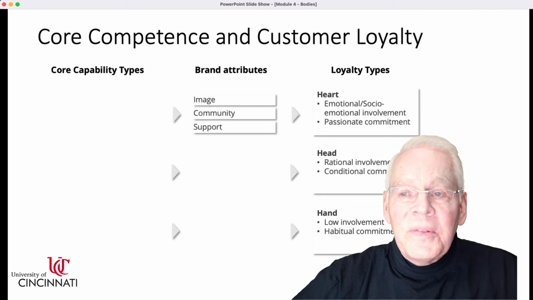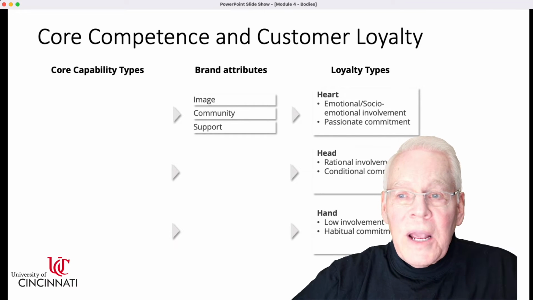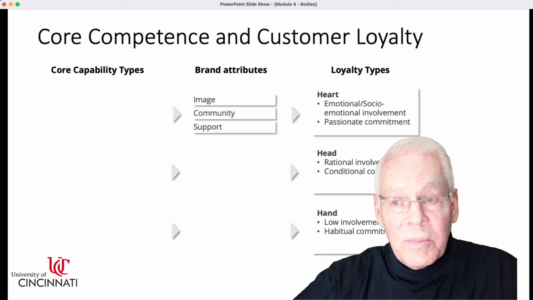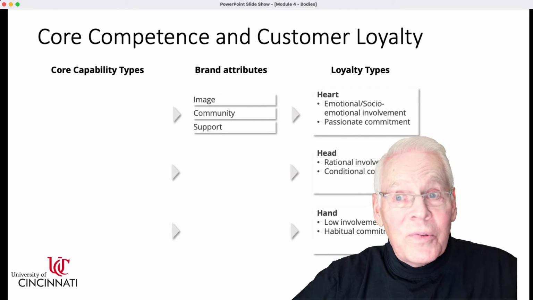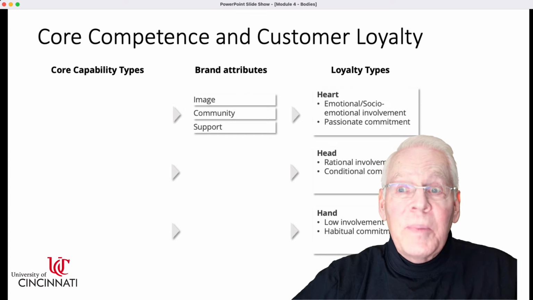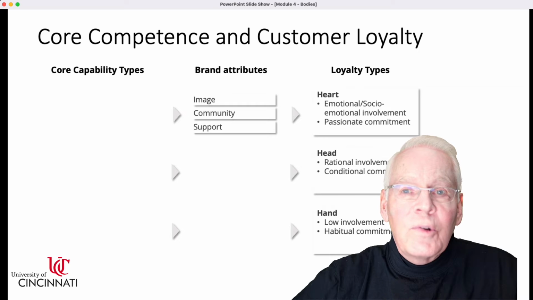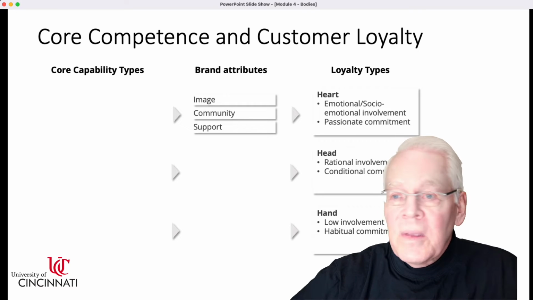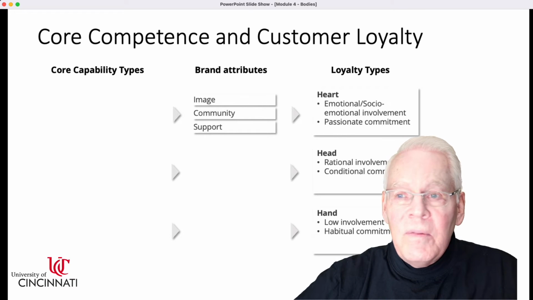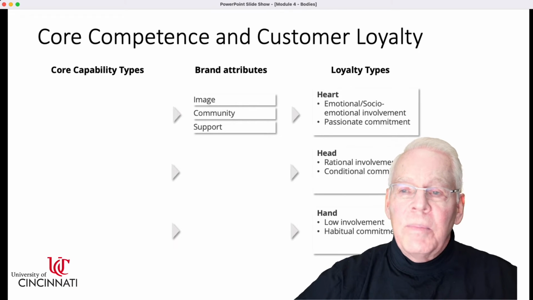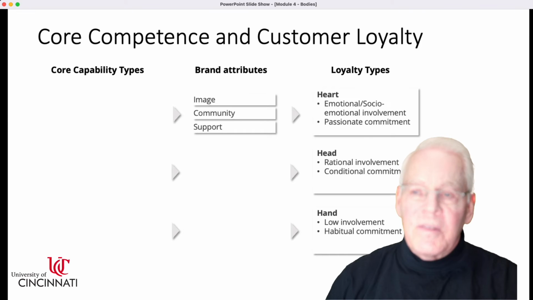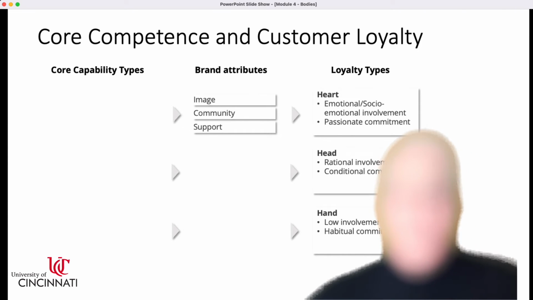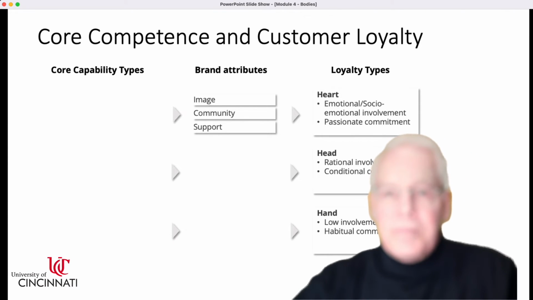Well, what that means for you is that your brand, if it's going to attract a certain loyalty type of customer, better have certain attributes. Heart loyal customers are going to expect a quality image with a tight social community and support system. Apple users tend to be very loyal, and they like being part of the Apple tribe, the Apple family, so to speak. They talk in terms of the family approach to how they feel about the brand.